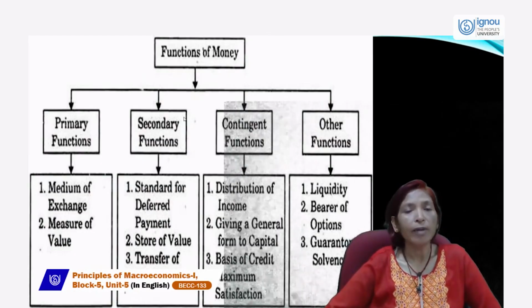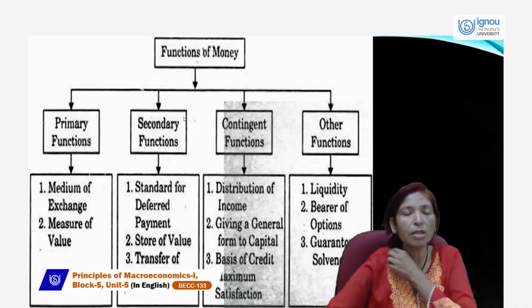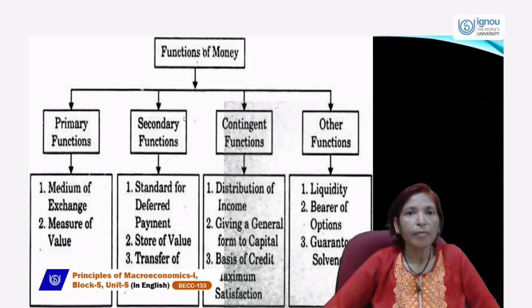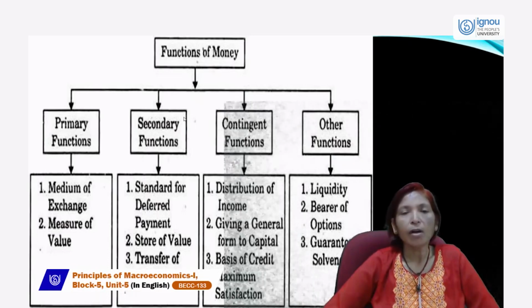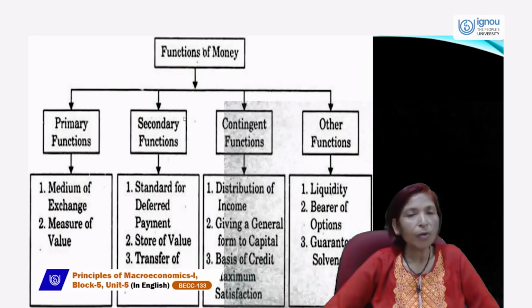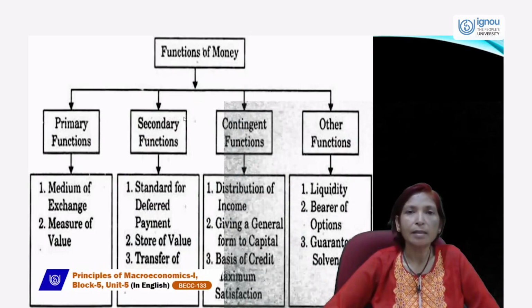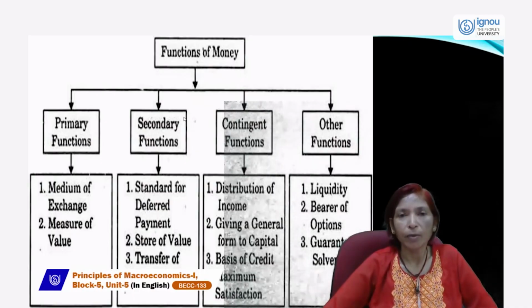Next is contingent function. In contingent function, the first function is distribution of income. Distribution of income means that money can be used for distributing income to all factors of production which give their contribution in the production of goods and services. We know that the factors of production are four: land, labor, capital, and entrepreneur.